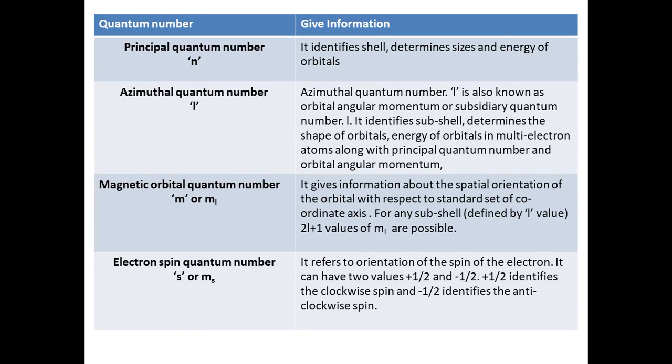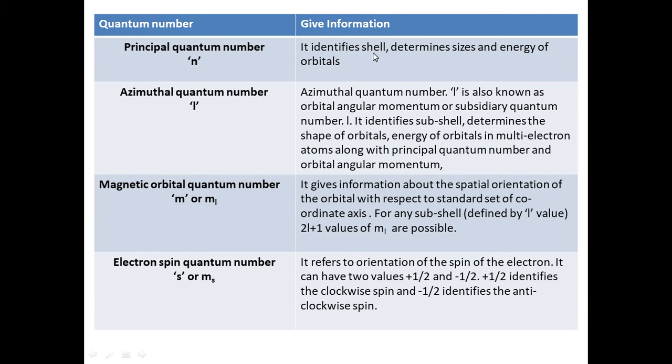The first one is the principal quantum number. It identifies shells and determines the size and energy of the orbitals. As I already told you, the principal quantum number was given by Niels Bohr, and we know the application of the Bohr model. The Bohr model tells us about the radius of a shell, the energy of a shell, and everything about the shell, that means the total number of electrons present in a shell. So the principal quantum number explains everything about the shell.